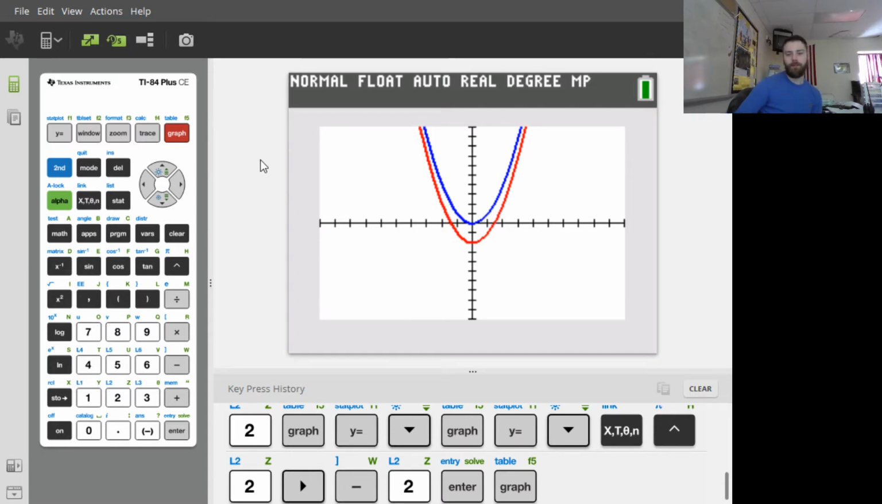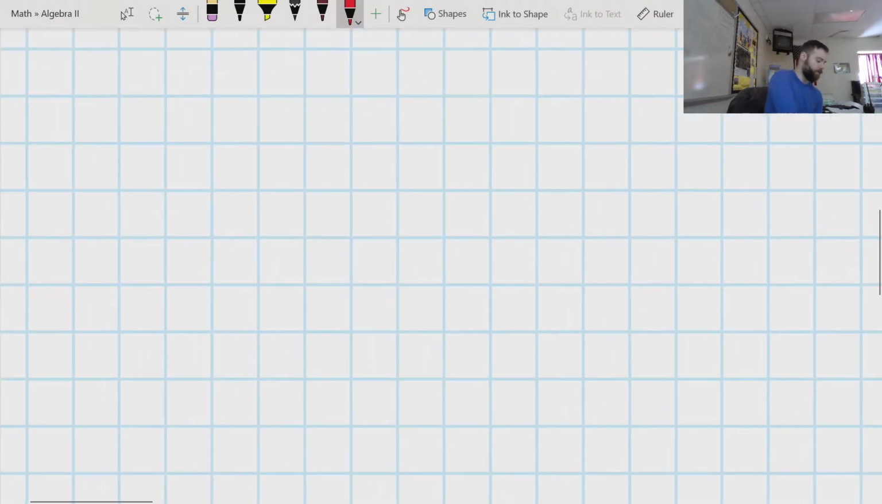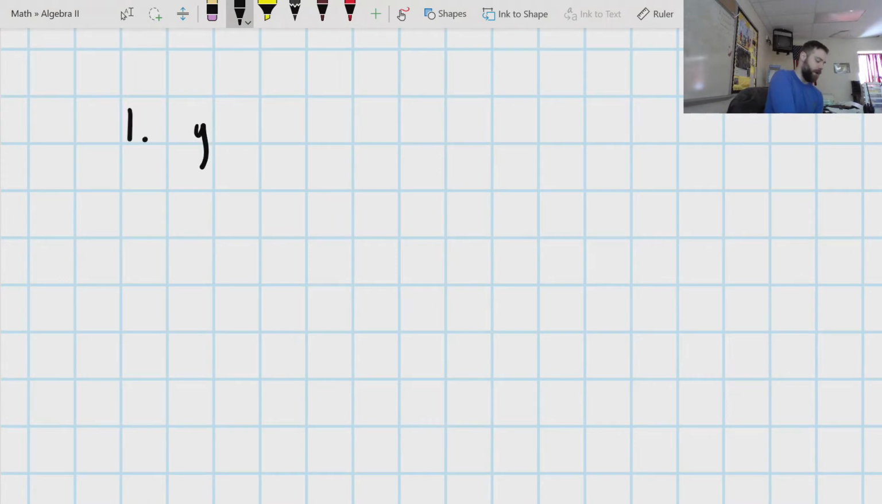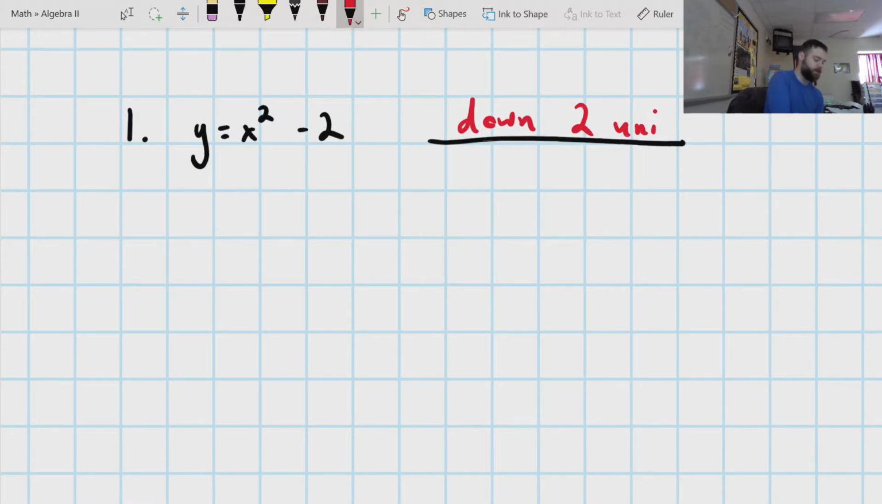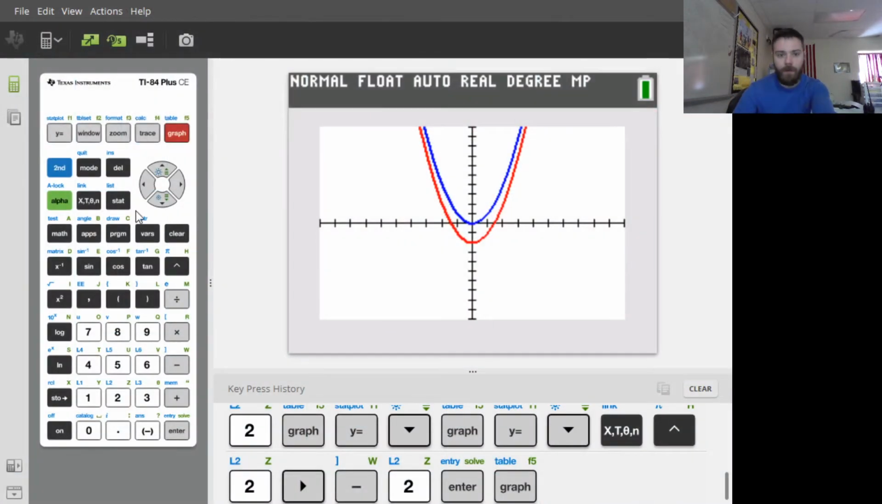Shifted down 2 units, okay? So this function is shifted down 2 units, so it's translated down. On my sheet, for number 1, the equation y equals x squared minus 2, I'm going to note what shift. So the shift is down 2 units. And then I'm going to head back and I'm going to do some more.